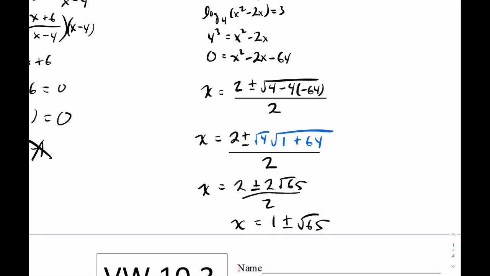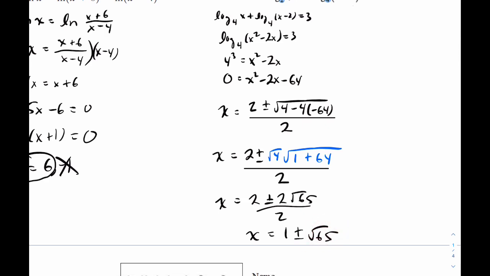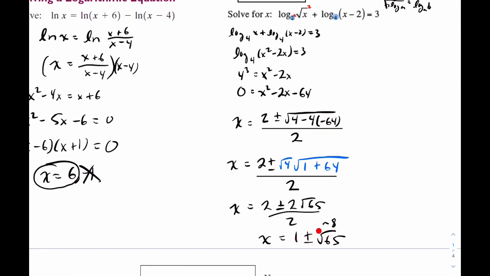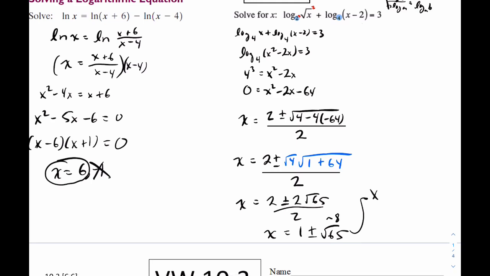Now in a question like this, you're going to get excited because you did all this work, you have your answer. You still got to check. So even though root 65 is not a nice number, you can approximate that. That's about 8. So this is about 9 and negative 7. So we can see the positive one, 9, that's going to be fine. But if I plug in negative 7, yeah, that's not going to work. So to make it easier, you can think of it like this. X equals 1 plus radical 65, and x equals 1 minus radical 65. Cross out that one, that's your negative answer. And there's your final answer.